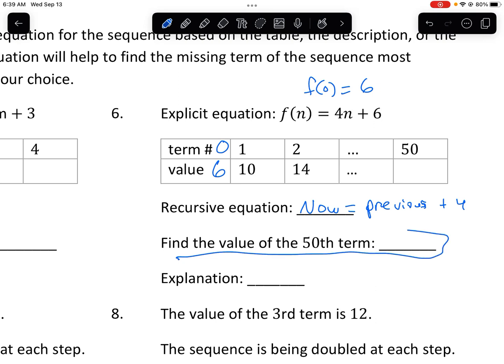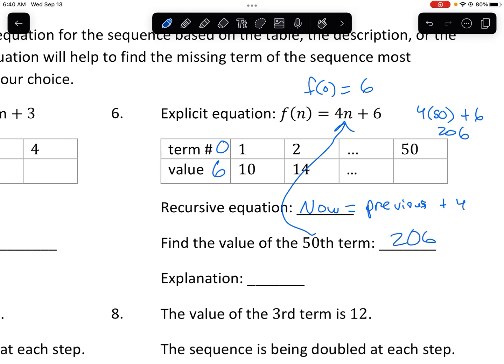If we want to find the 50th term of the sequence, well, that's going to be here. Let's use this explicit function, because you just plug in 50 there. You get 4 times 50, and then add 6. 4 times 50 is 200, so this turns into 206. We got 206.